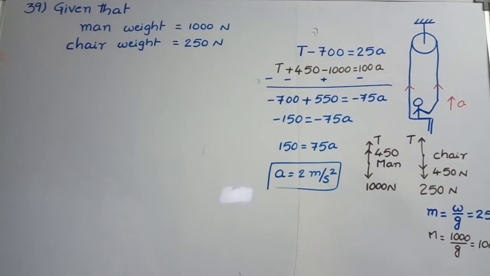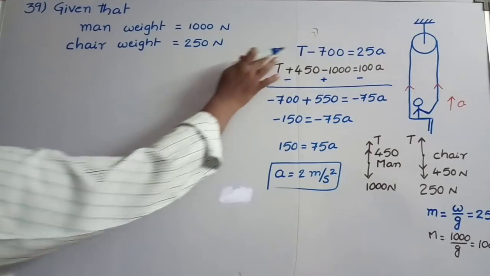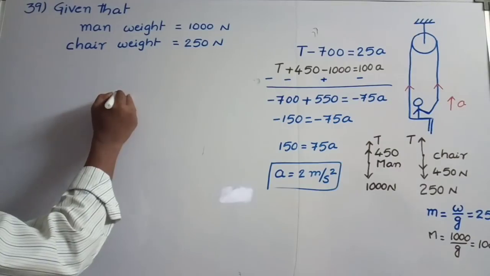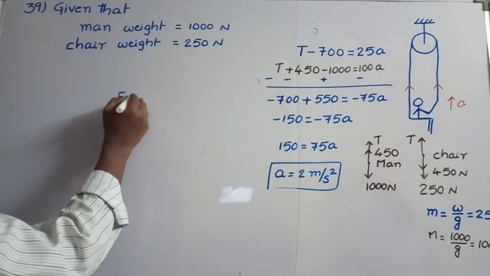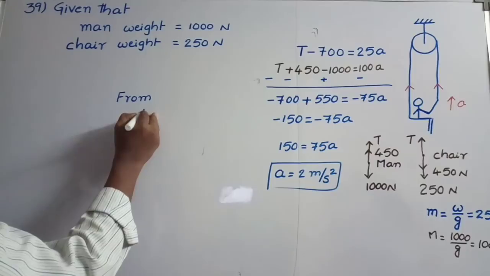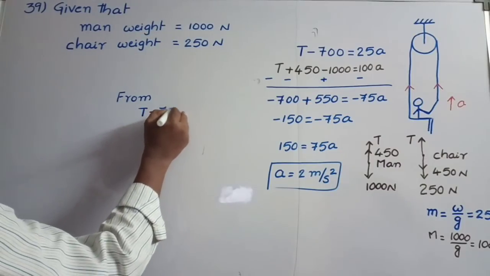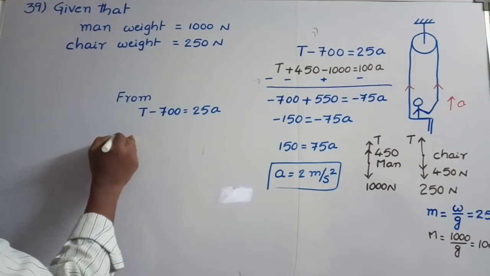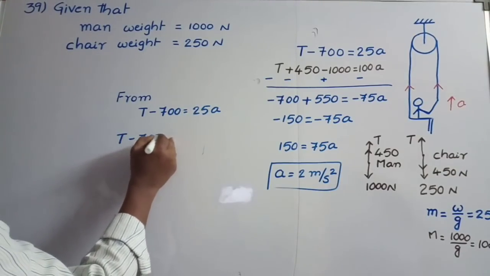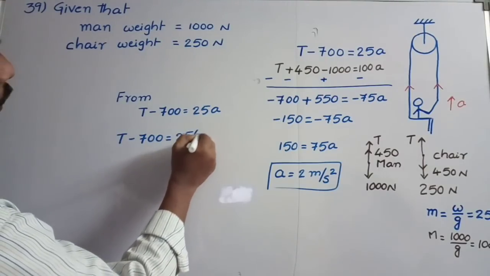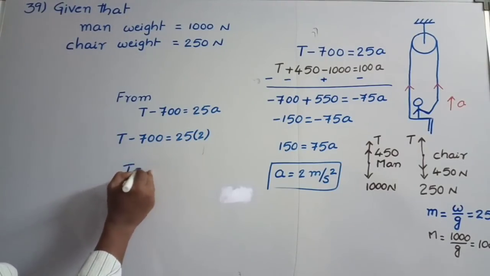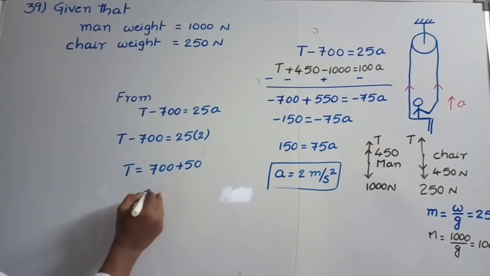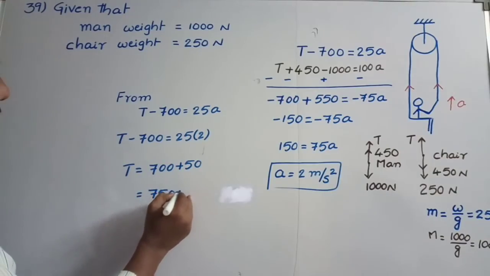This is the acceleration. Substitute the A value in either equation 1 or equation 2, then we get the tension. So from this equation, T minus 700 is equal to 25 into A. T minus 700 is equal to 25 into 2. From this, tension T is equal to 700 plus 50, that is equal to 750 Newton.